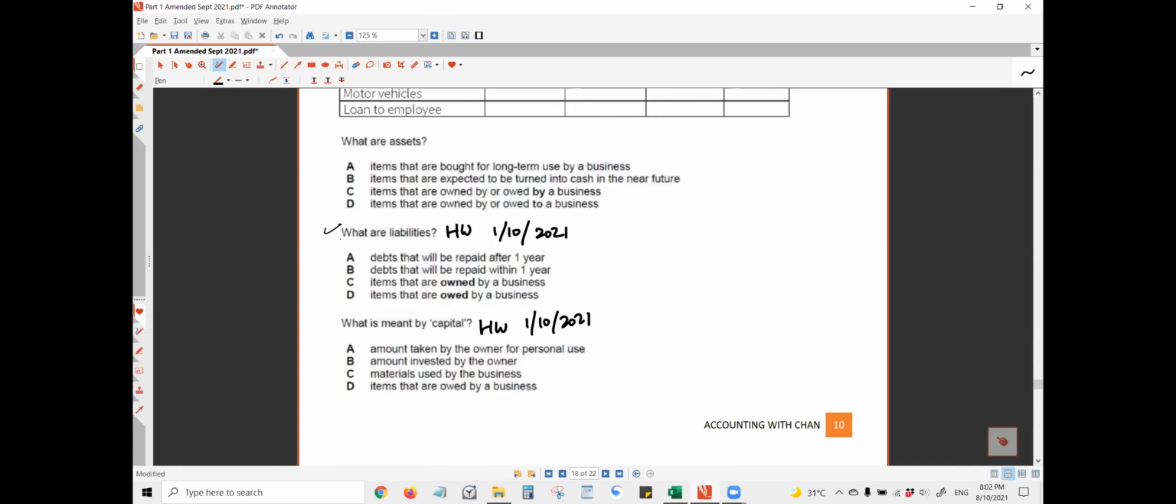Especially for questions like this, you have to read all the options. Don't do the question in this way: if you look at A and you know A is the answer, you immediately circle A without looking at B, C, and D. Don't do so. Read all the options for safety, to ensure that the one you have chosen is the correct answer. So have a look at this.